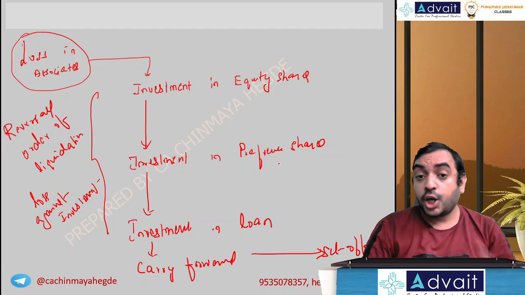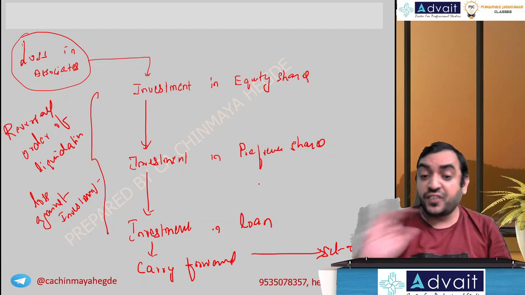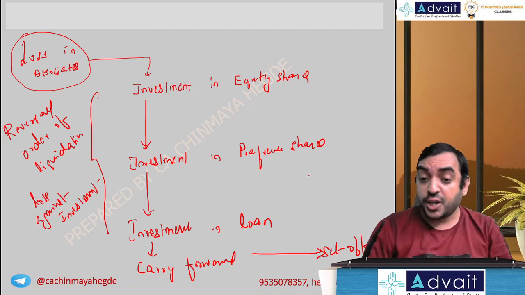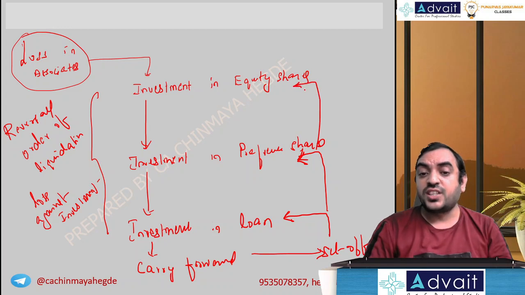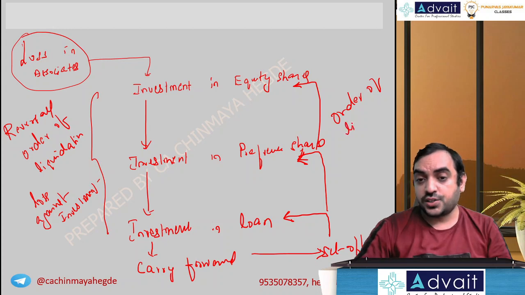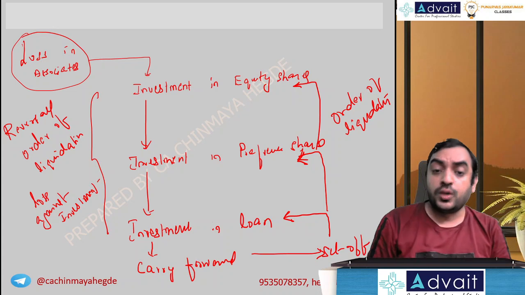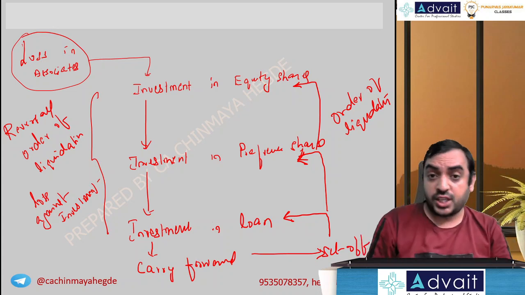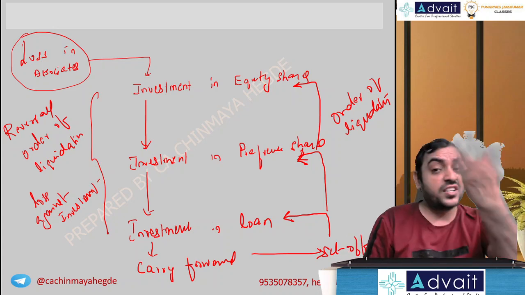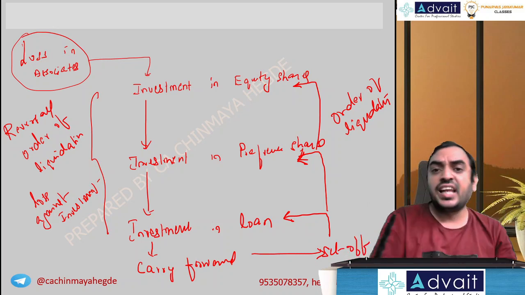In which order? When you make a profit, you don't give it to the equity share first. To whom will you give the profit first? Don't set off against equity share. First set off against investment in loan. Then you set off against investment in preference shares. Then you set off against investment in equity shares. So this is in the order of liquidation. If a liquidation happens, whom do you pay first? Loan. Next? Preference shareholders. Then equity shares, right? Equity share comes at the last.